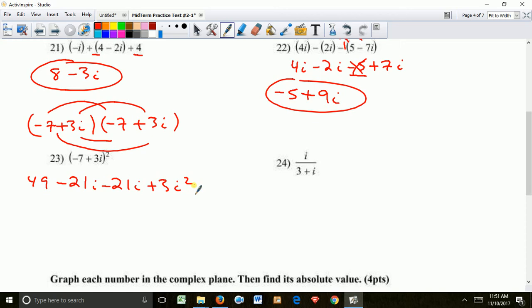Remember that i squared is equal to negative 1. Now combine your like terms, you get 49 minus 42i plus 3. Actually, isn't that 3? That's 9, my bad. 3i times 3i is 9i squared. So we should get now 9 times negative 1. That's better. Combining this, you've got 49 plus 9 times negative 1. You're going to get 40 minus 42i.